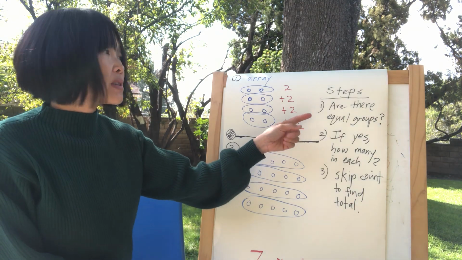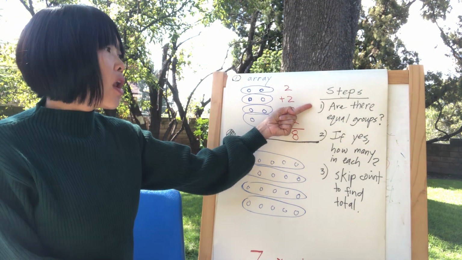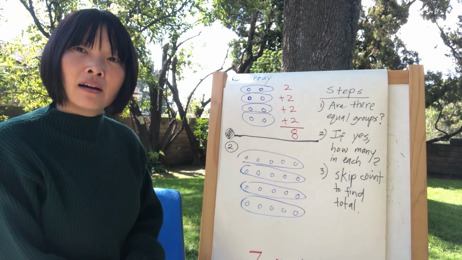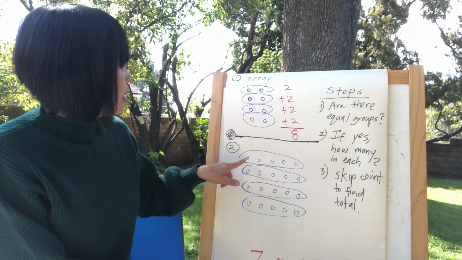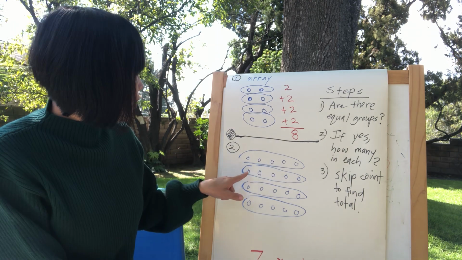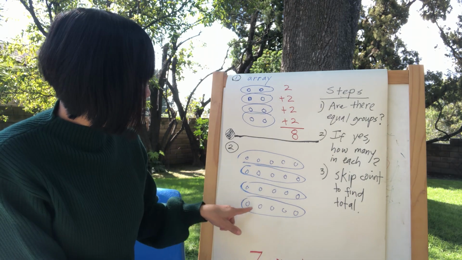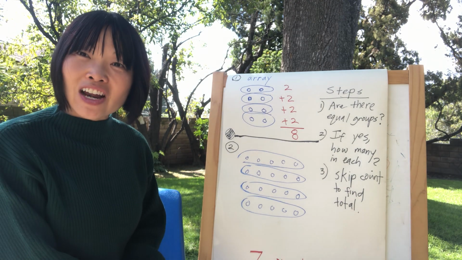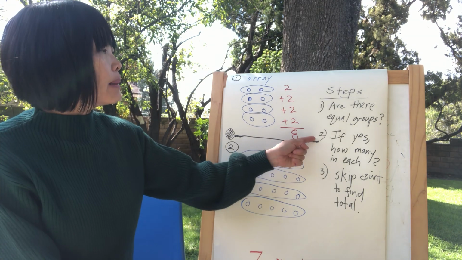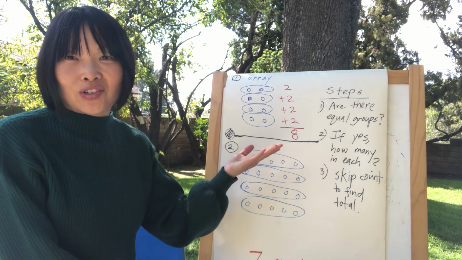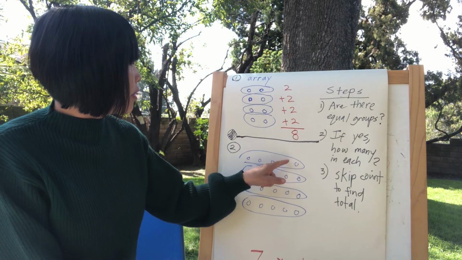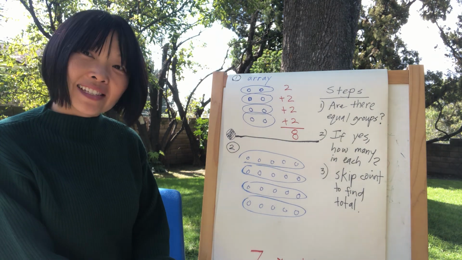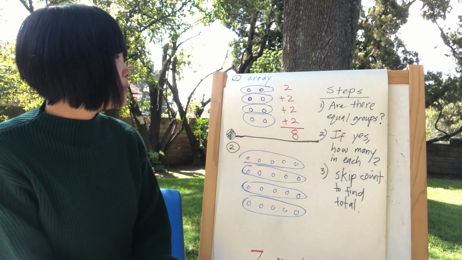Let's follow the steps. Step 1. Are there equal groups? Let's see. Are there the same amount in each group? 1, 2, 3, 4, 5, 5, 5, and 5. Yes, there are equal groups. Step 2. Oh, I answered step 2. How many in each group? 1, 2, 3, 4, 5. Yes, there are 5 in each group.